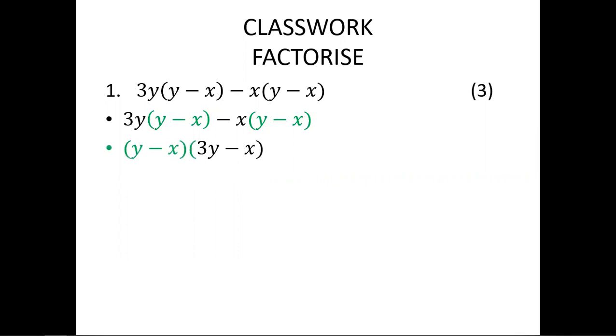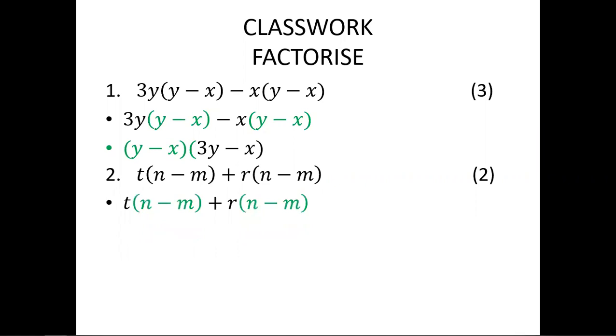Okay, let's check the next one. The common factor here is n minus m. I will highlight it, take it out. Whatever is in green will be in the first bracket. Whatever is in black will be in the second bracket. We have a binomial multiplied by a binomial.